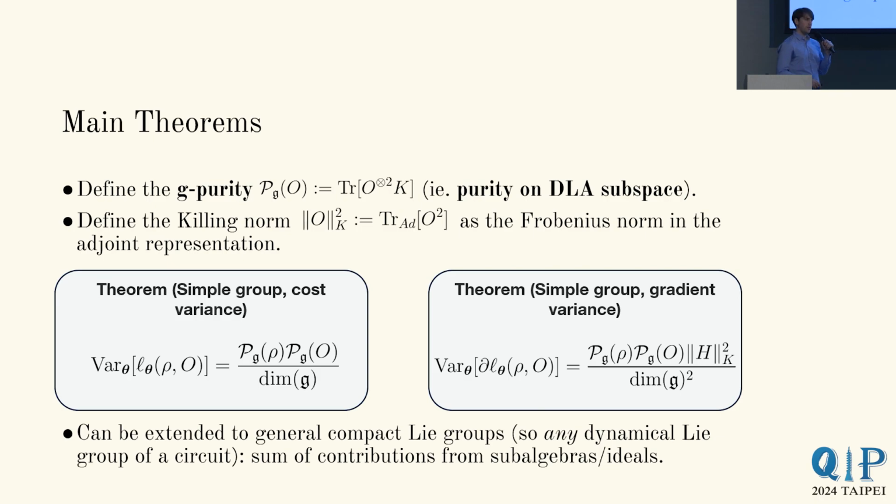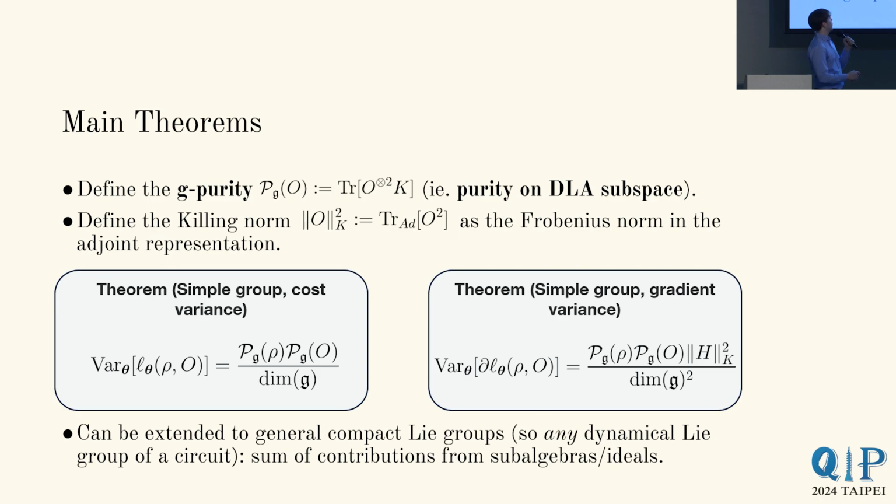Okay, and to explain these theorems, let me introduce two important quantities. The first one's super important. You're going to hear all about this from Michael, so I'm not going to say too much about it, other than it's the G purity. We write it like this. It is a property of a general operator, which might be a state as well, and is basically the purity on the DLA subspace, and it's defined using the Casimir operator.